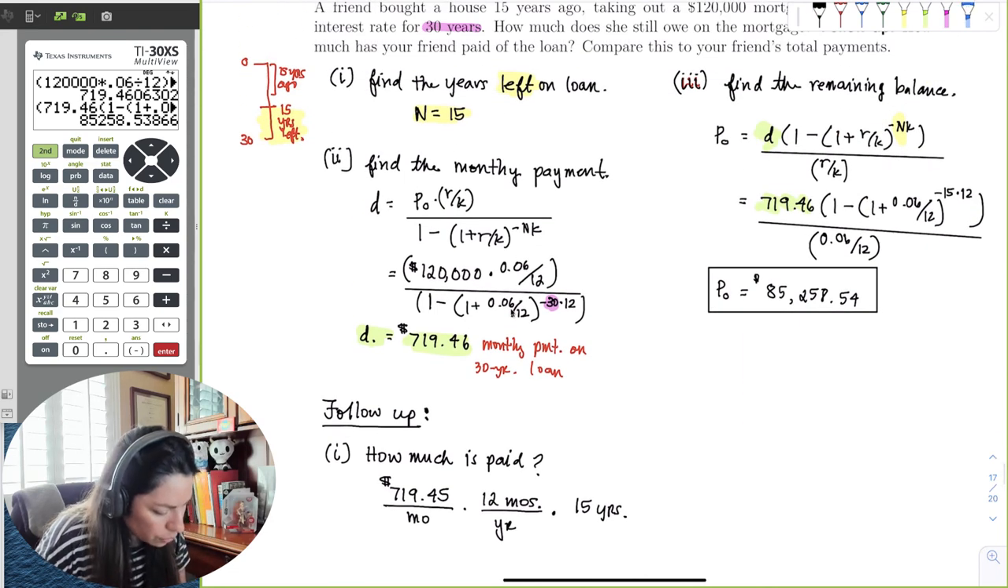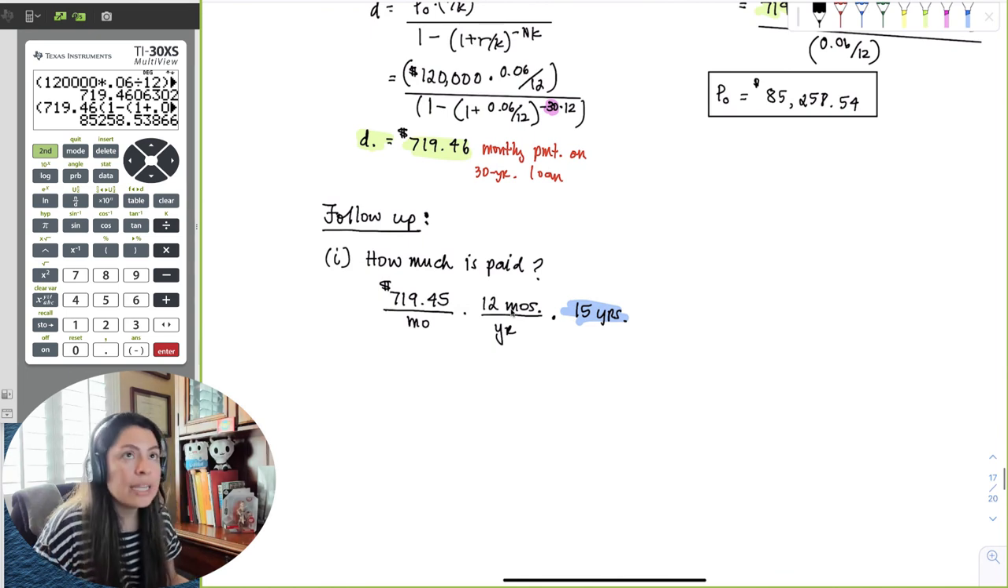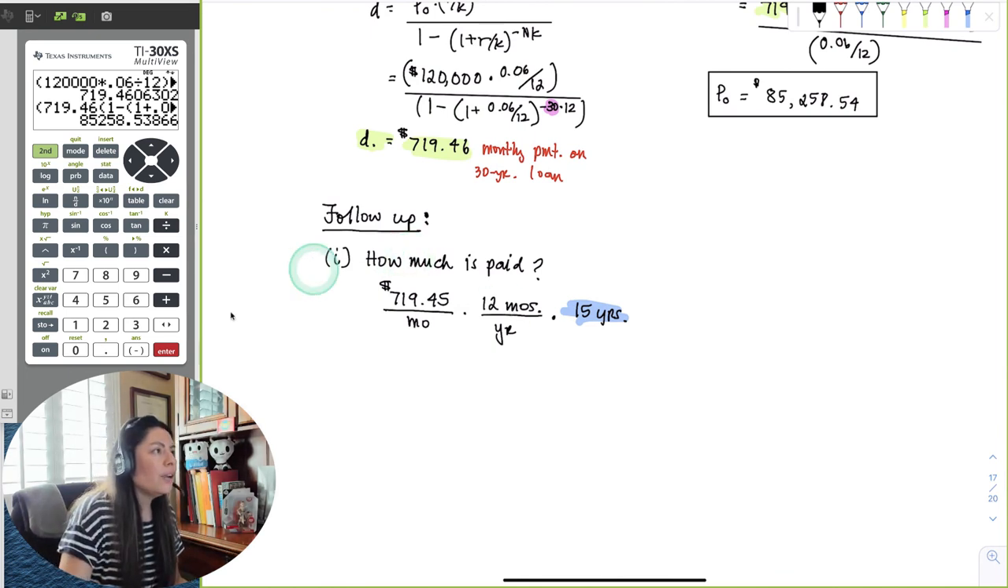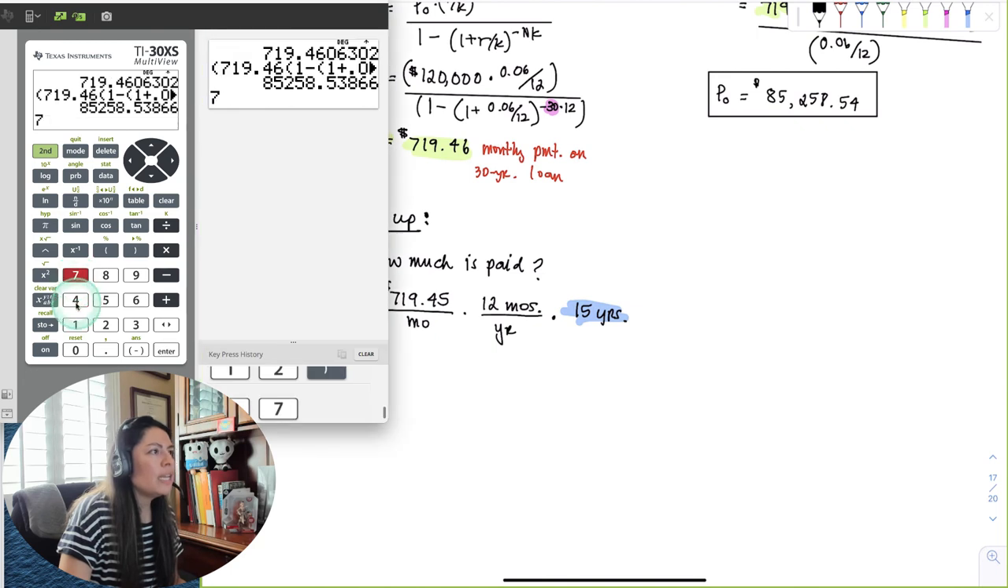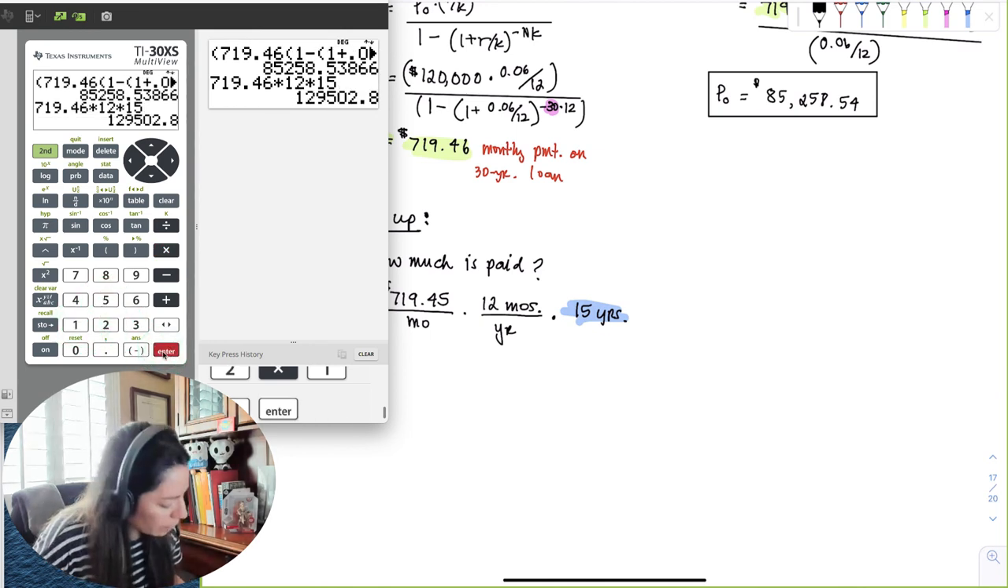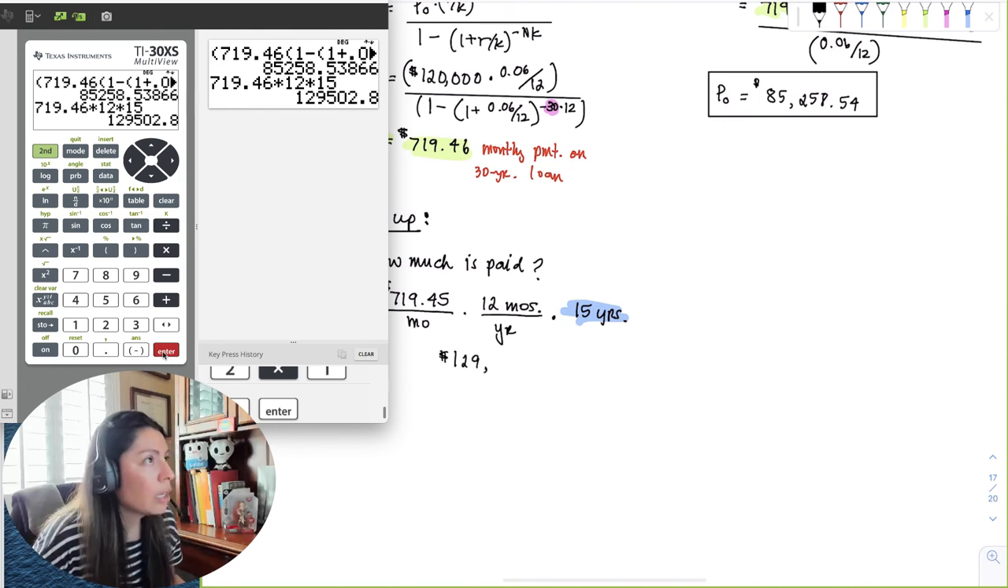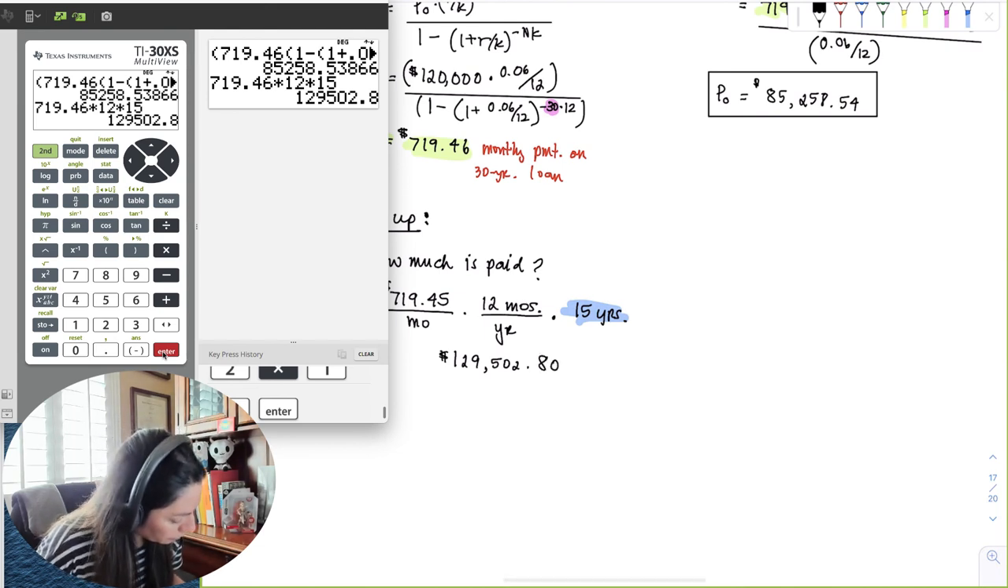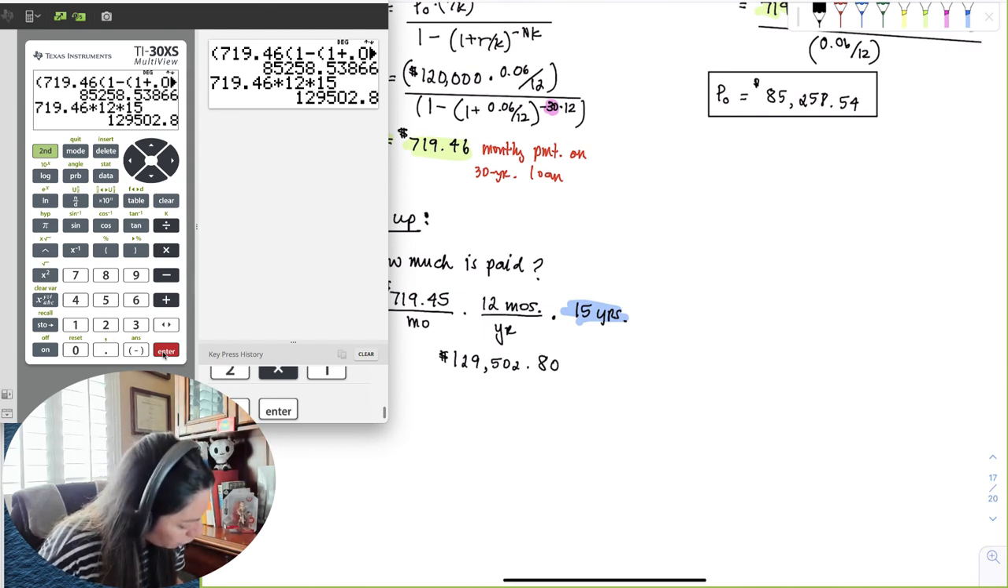Okay, so let me do a blue here. This 15 has to be from 15 years ago. So just take your calculator and multiply it. We'll do 719.46 times 12 and then times 15. So your friend has paid $129,502.80. Okay, so that's the first part.